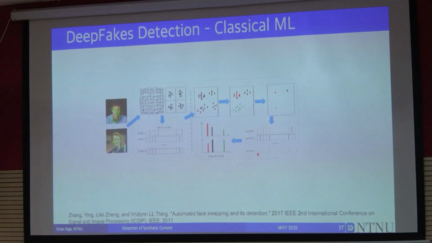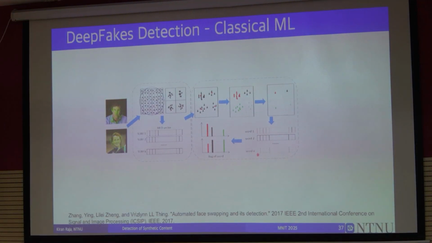And then there is also a plethora of approaches based on old-school machine learning and computer vision, where they look at features such as HOG features, BSIF features, and LBP features, and then construct a simple SVM classifier.